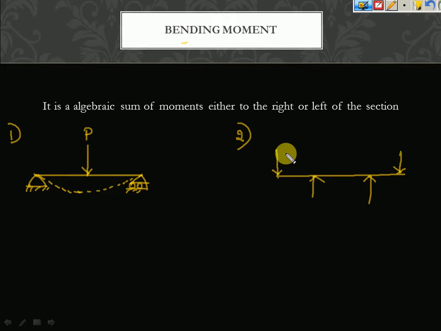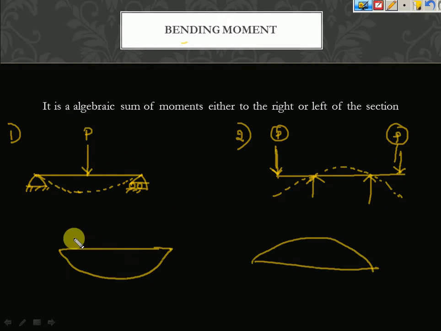See, this is called an overhanging beam, that is, the two supports are here and at the ends, and these two loads are acting here. In this type of situation, the beam bends like this. So two types of curves we can see here.